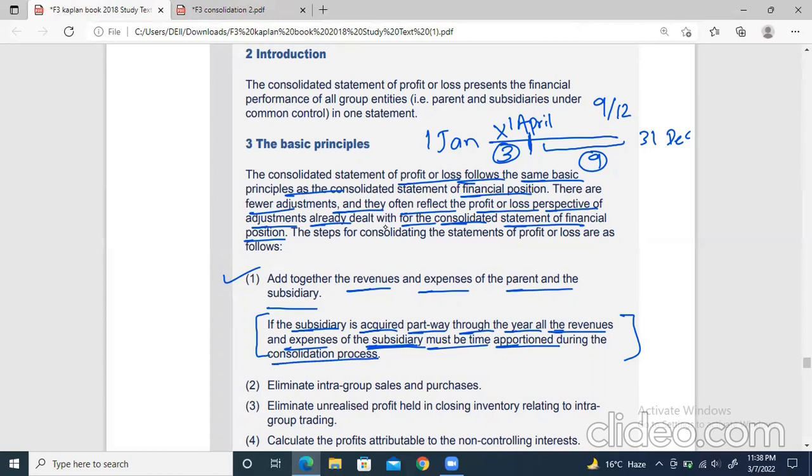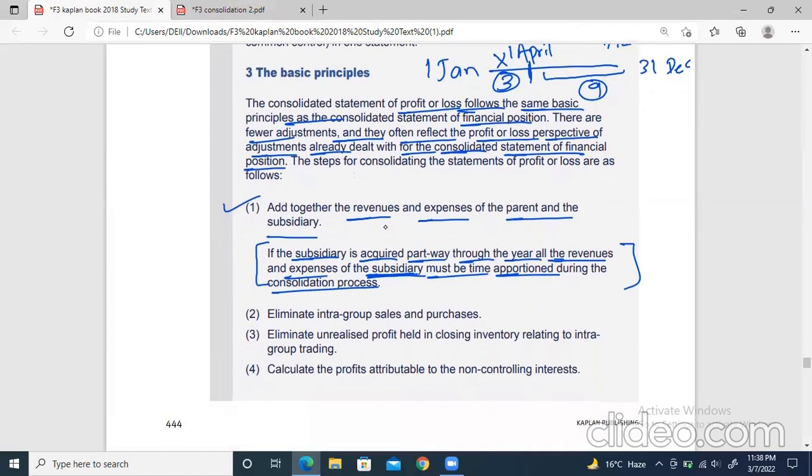The same thing that I've explained over here. Now, eliminate intra-group sales and purchases. We have just looked at the format of profit or loss. In sales, we also minus, right? In cost of sales, we also minus, right? Now, third thing, eliminate unrealized profit held in closing inventory relating to intra-group trading. So also we took out the unrealized profit, that was basically adding it back.